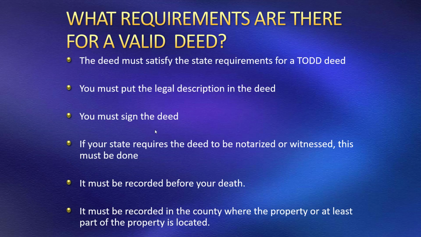What requirements are there for a valid deed? The deed must satisfy the state requirements for a transfer on death deed. You must put the legal description in the deed. You must sign the deed. If your state requires the deed to be notarized or witnessed, this must be done. It must be recorded before your death. It must be recorded in the county where the property, or at least part of the property, is located.